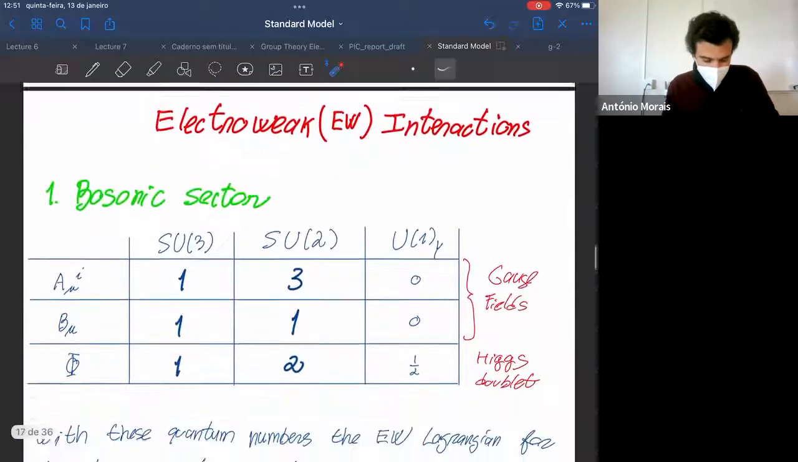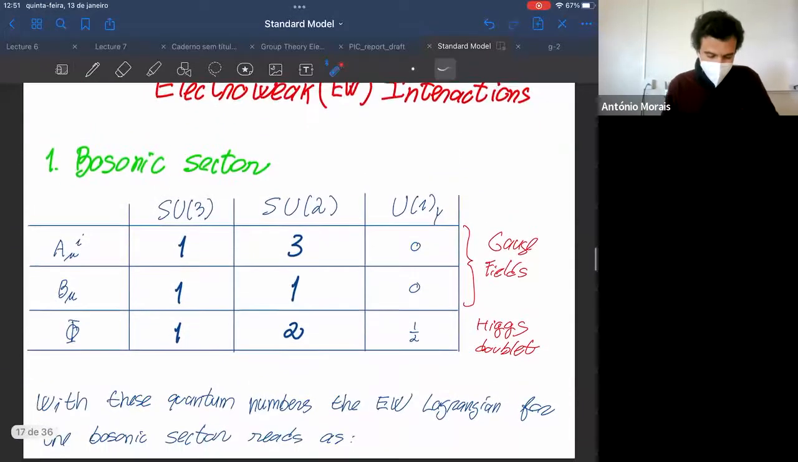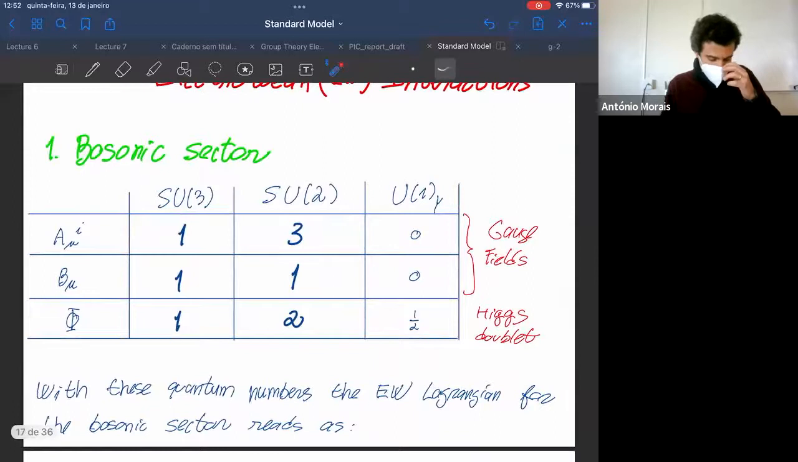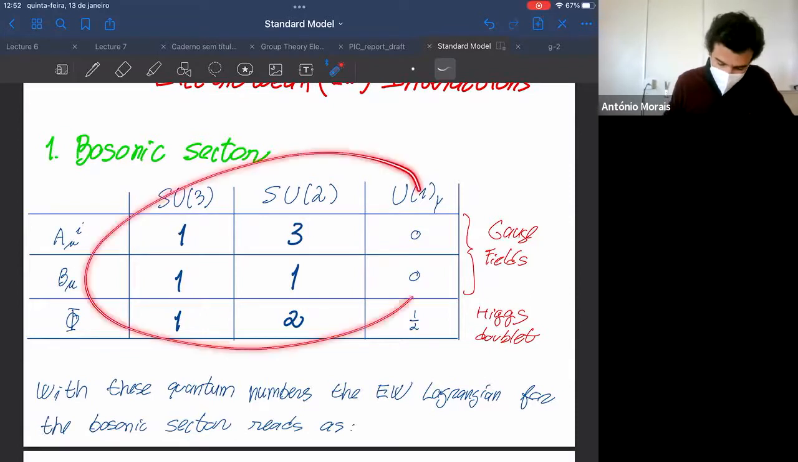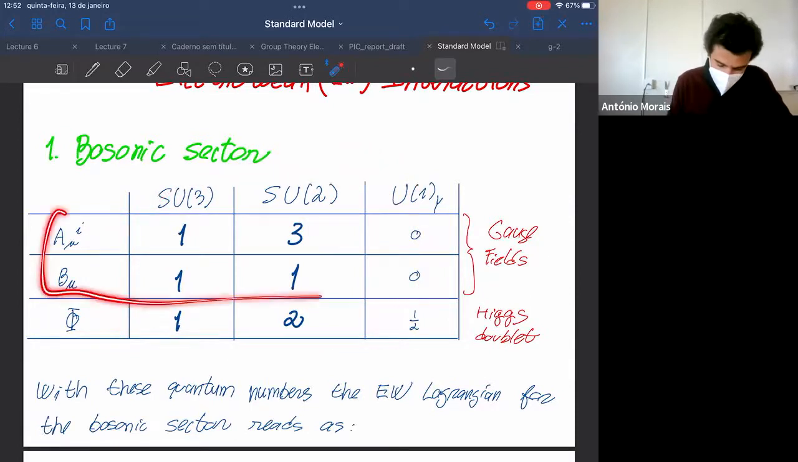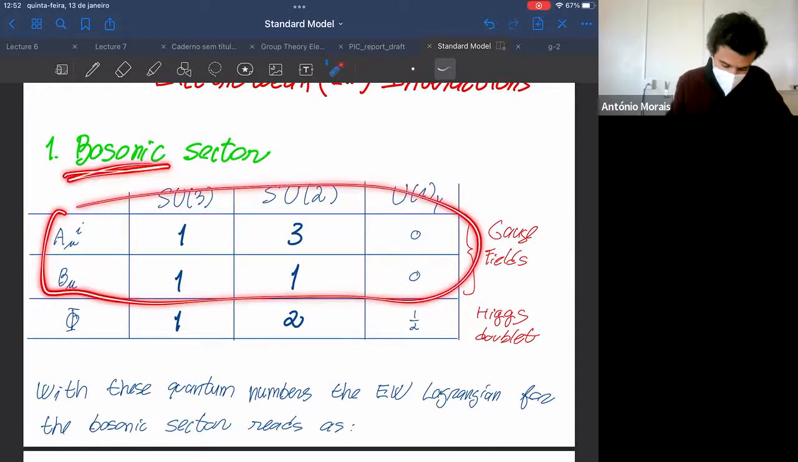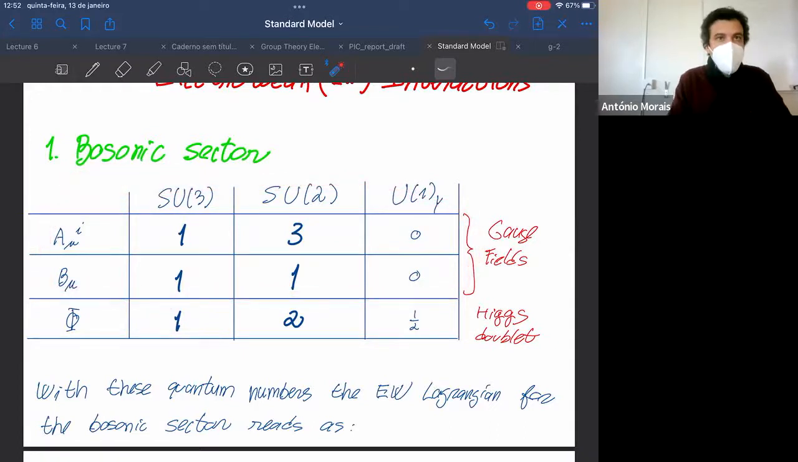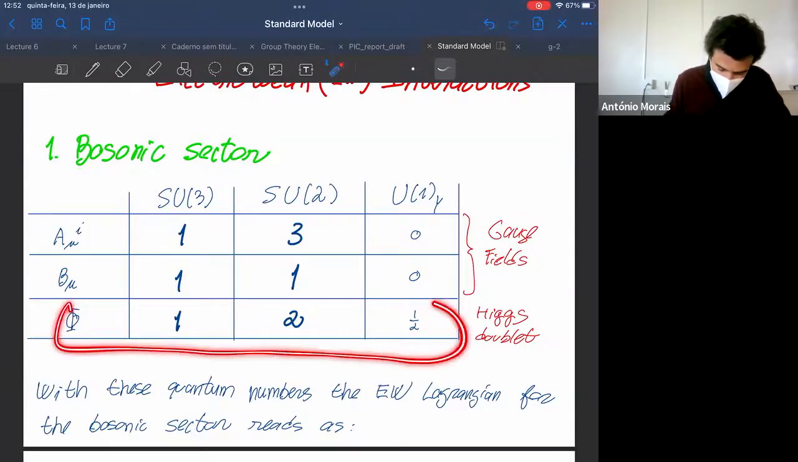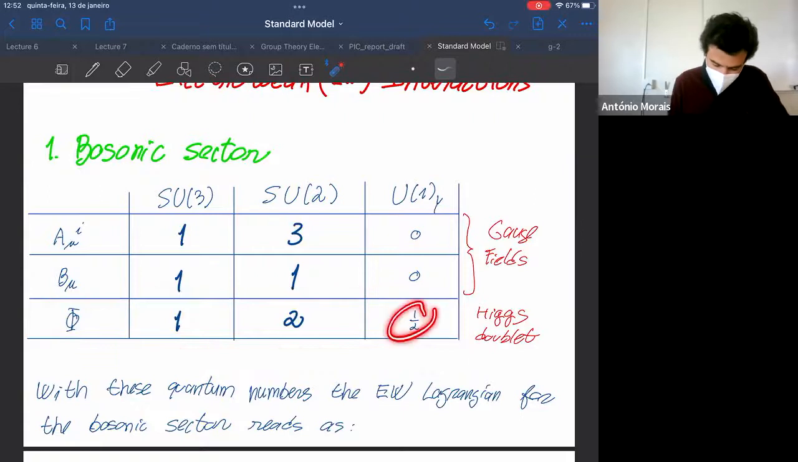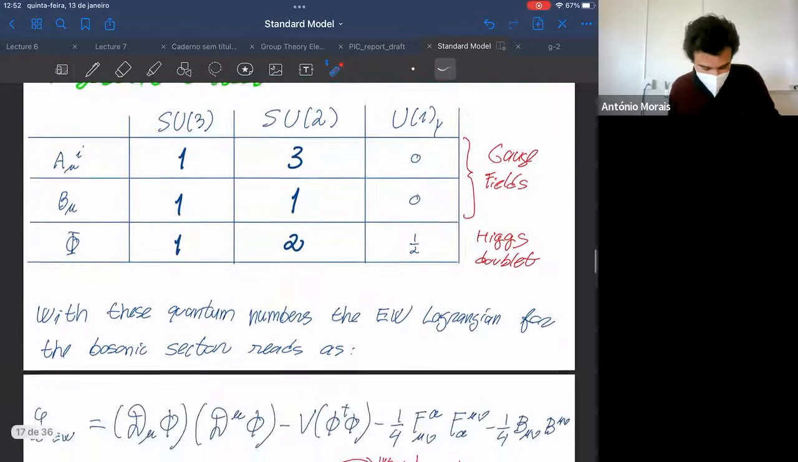Right, what about the electroweak interactions? So we will start with the bosonic sector. We will leave the fermion sector for next lecture. You already know what this is. These are the gauge fields. This is only bosons, the gauge fields, and there are no quarks and leptons here yet, because quarks are also electroweak particles. And you have the Higgs here, the Higgs doublet, with hypercharge minus 1/2. These are neutral, as always.